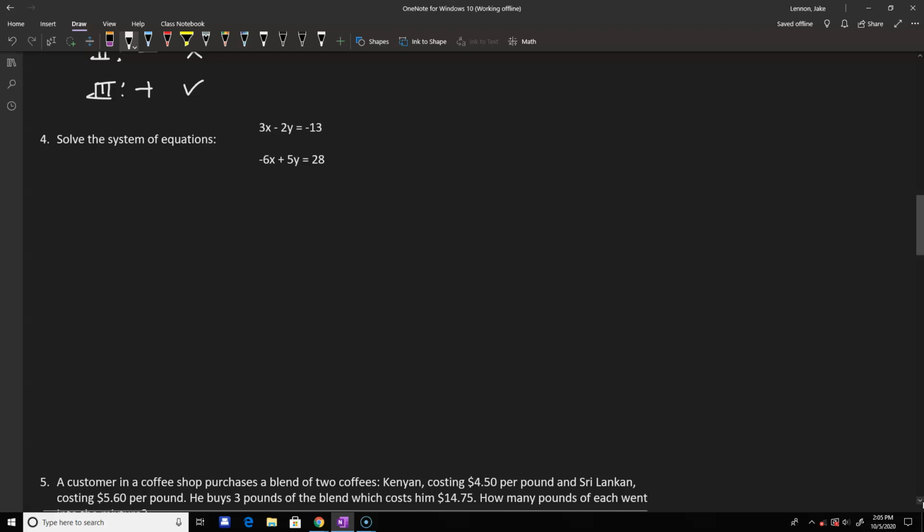That can be accomplished if you look at the x's. If we multiply the top equation by 2, we'll end up with 6x, and if you add them, 6x and minus 6x will add up to 0. So I'm going to multiply the top equation by 2, and keep the bottom equation the same. Remember, you have to multiply every individual term in the top equation from the distributive law. So you would end up with 6x minus 4y equals minus 26. And on the bottom, we would have the same thing, minus 6x plus 5y equals 28.